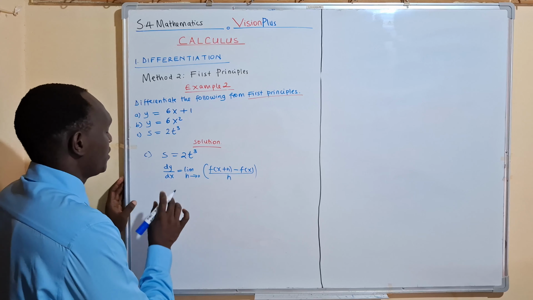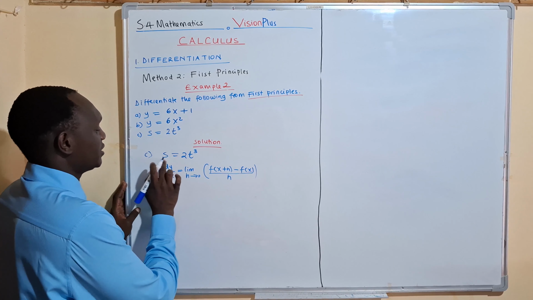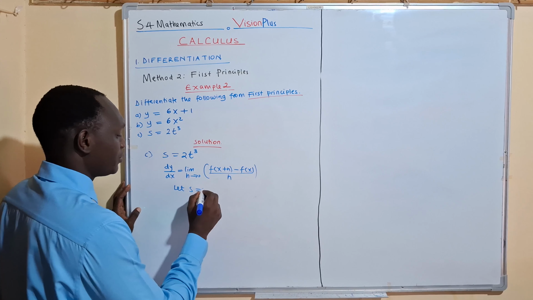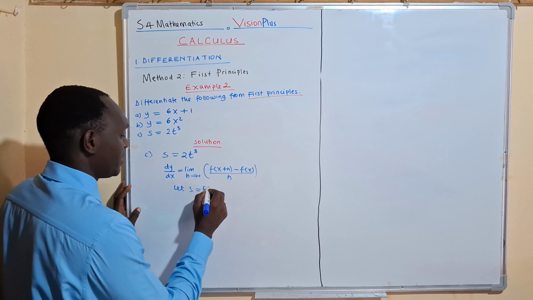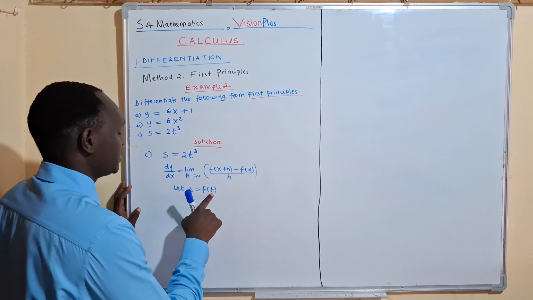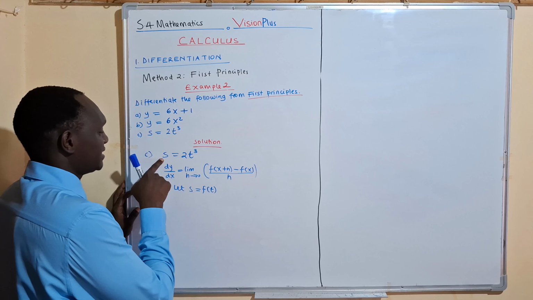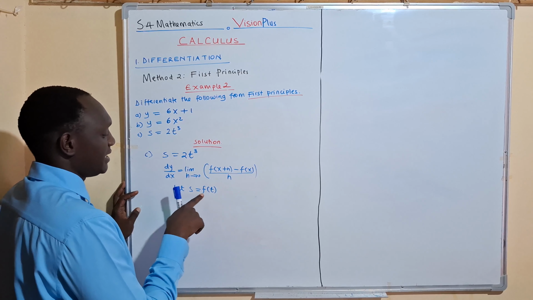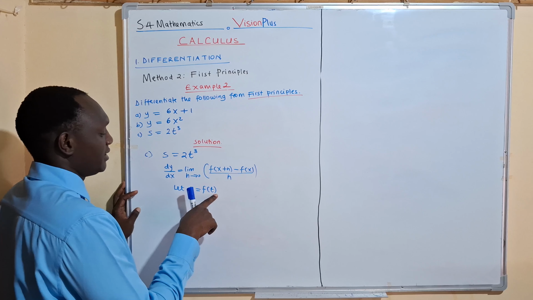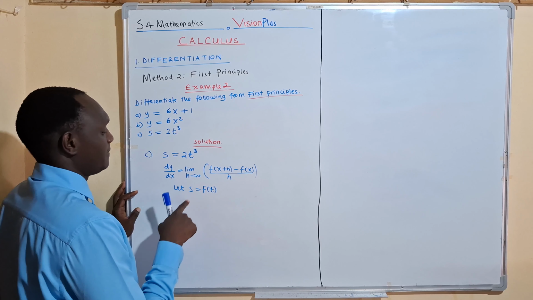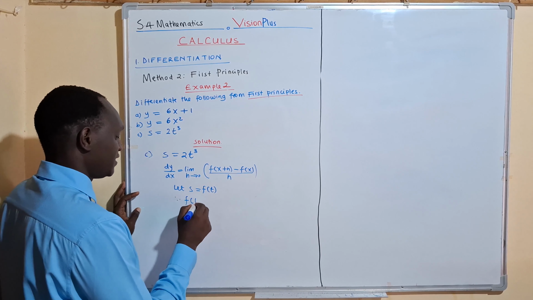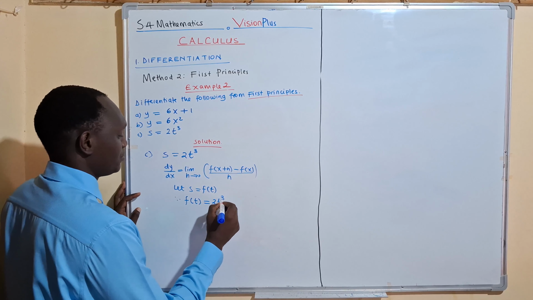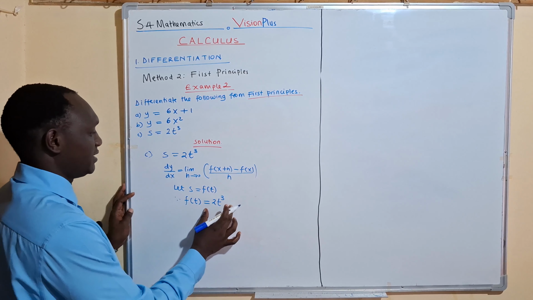Now, if you look at this function, it is in terms of s. So we say let s equal the function f of t. Why are we putting t here? Because the function s is defined in terms of t. That means s is a function of t, which is the function f of t. So f of t becomes 2t cubed. That is f of t.